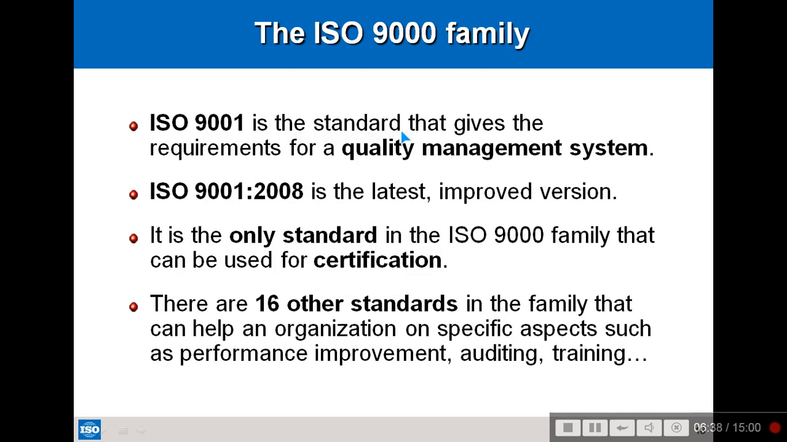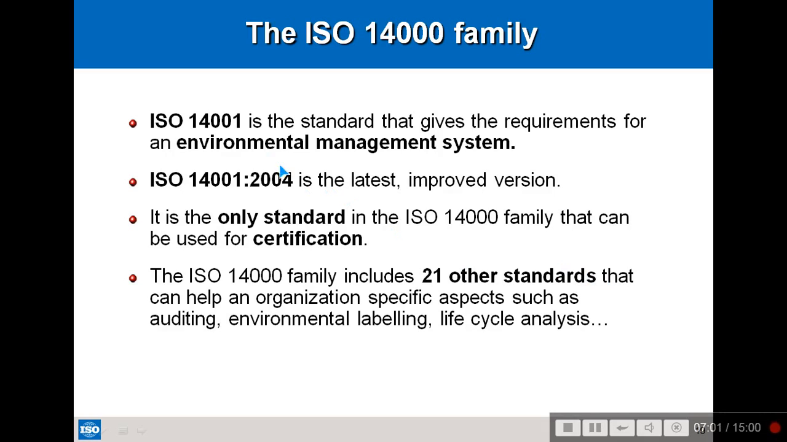ISO 9001 is the standard that gives the requirements for a quality management system. ISO 9001:2008 is the latest improved version. It is the only standard in the ISO 9000 family that can be used for certification. There are 16 other standards in the family that can help an organization with specific aspects such as performance improvement, auditing and training.